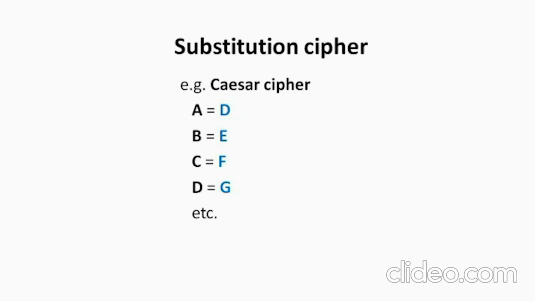An early example of this is the Caesar cipher, which replaced each letter of the alphabet with the letter 3 places further down the alphabet. So A was replaced by D, B was replaced by E, and so on.